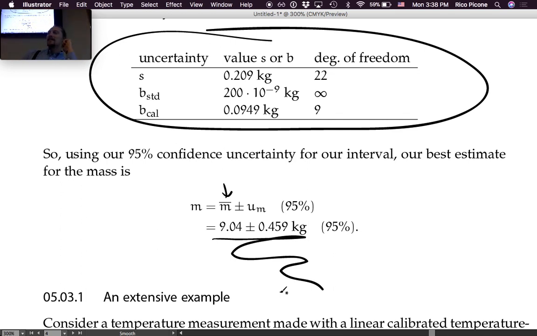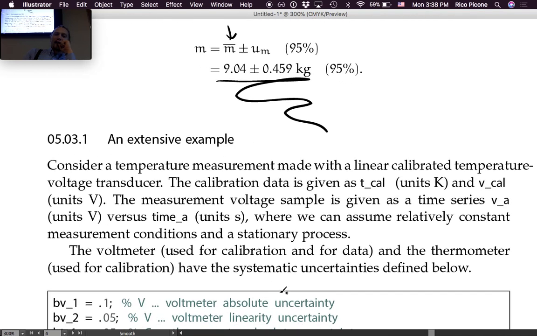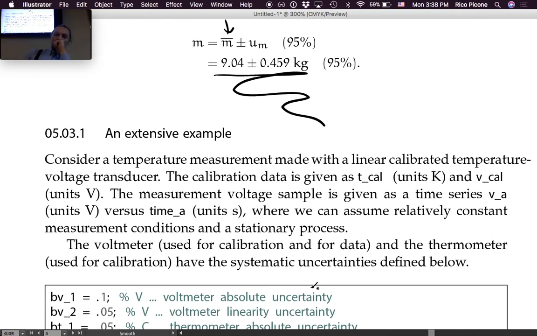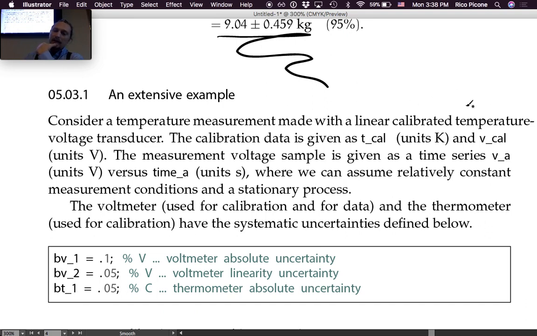So now we'll do an extensive example. Consider a temperature measurement made with a linear calibrated temperature voltage transducer. The calibration data is given as Tcal in units Kelvin. Actually, I gave it in units C, but it doesn't really matter for this problem. And Vcal in units V. The measurement voltage sample is given as a time series VA in units volts versus time units seconds, where we can assume relatively constant measurement conditions and a stationary process.